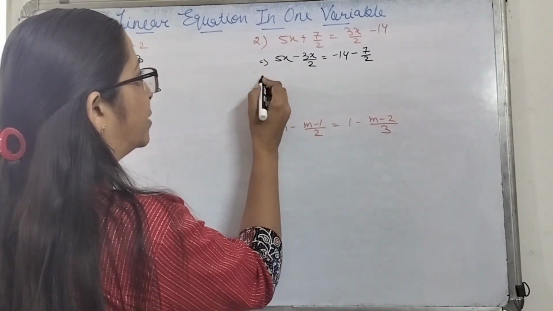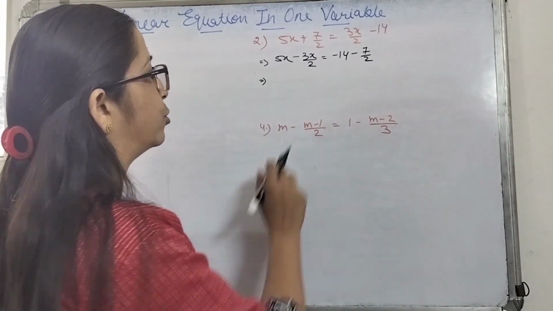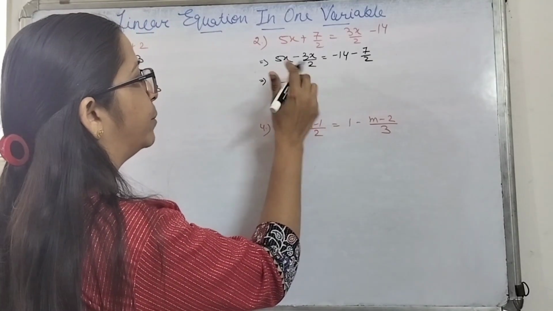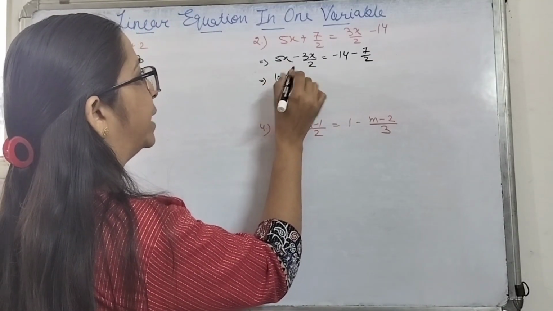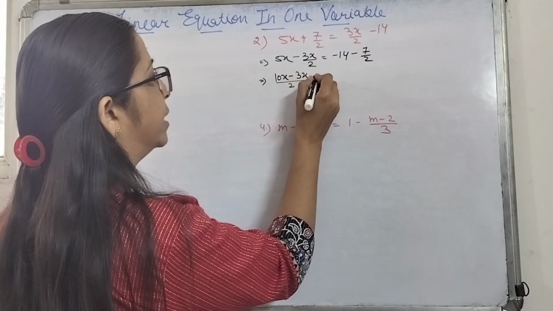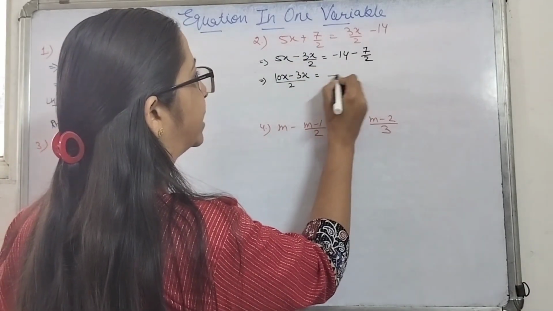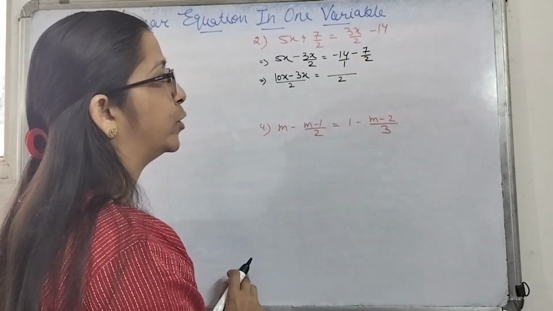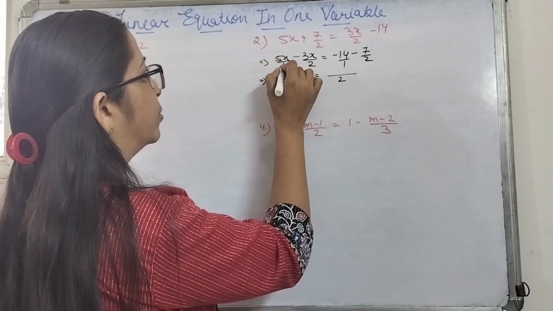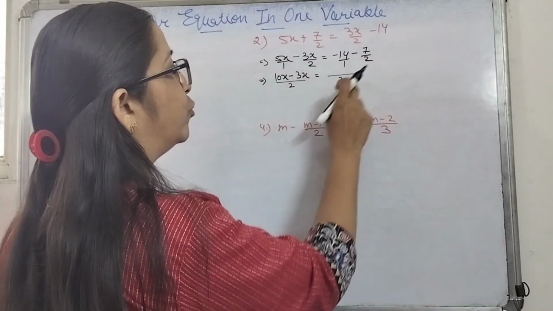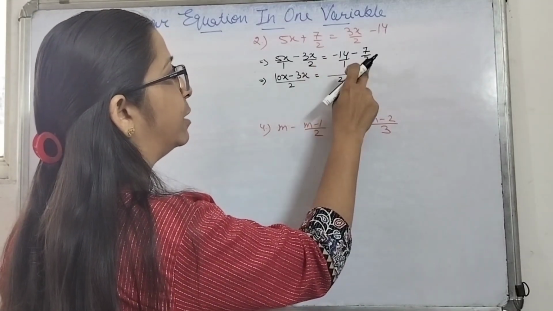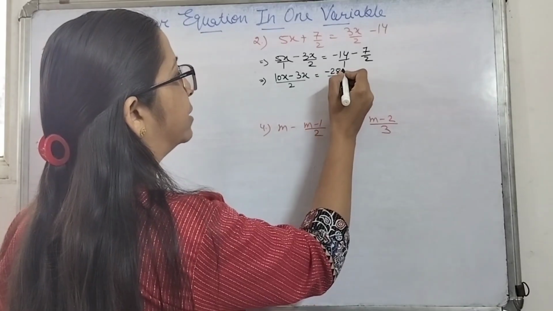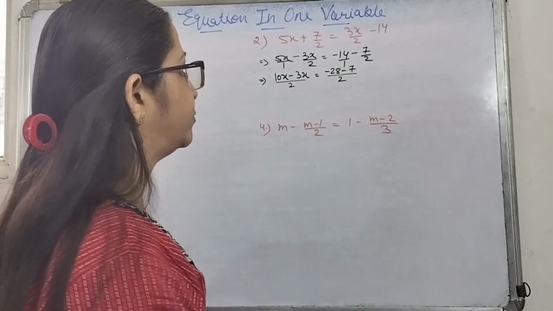Now we will take the LCM in the LHS and also in the RHS. So 2 will be the LCM. 5x multiplied by 2 will be 10x minus this 3x. It is equivalent to, again we take the LCM over here, that will be 2, because 14 could be written as minus 14 upon 1 also. 5x could also be written as 5x upon 1. Now 2 will be the LCM. Now minus 14 multiplied by 2 will be minus 28. And this is minus 7.